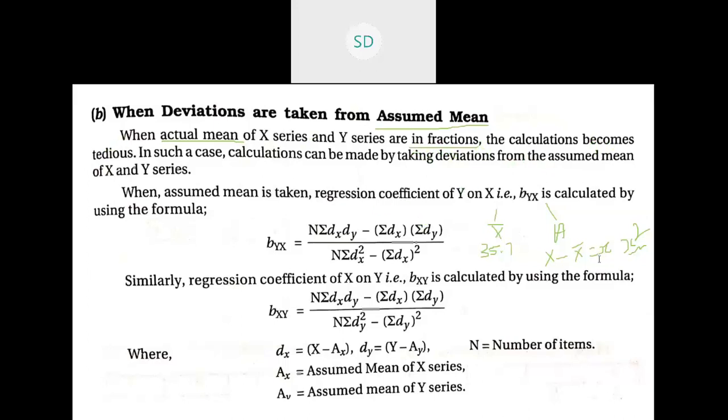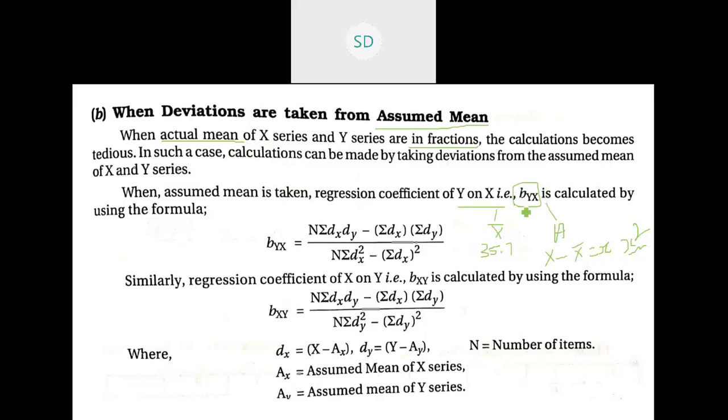Okay, now when you consider assumed mean, then you'll have a different formula to calculate. Now, when this assumed mean is taken, how do we calculate the regression coefficient? Now, regression coefficient of y on x. So, this is our first equation. Regression coefficient y on x, which is known as byx. So this is your regression coefficient. This is how we denote regression coefficient.